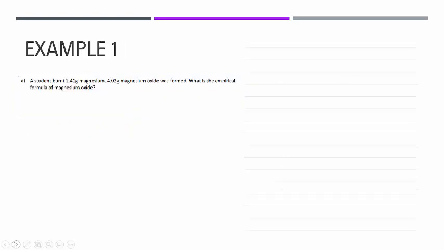We're going to work through examples of empirical formula problems. All of these are in your OneNote. I've tried to pick out different types of problems so that once I've worked through these examples, hopefully you'll be able to keep going with the rest of the page.